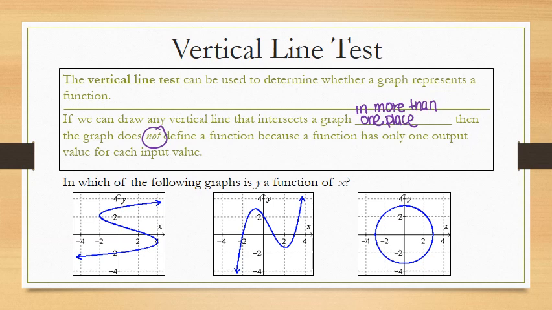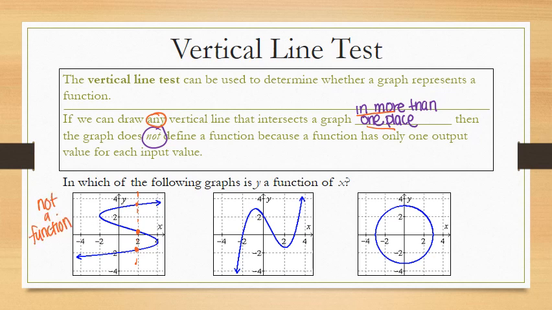Let's see what I mean by this. For example, in which of the following graphs is y a function of x? So looking at that first graph, if I draw a vertical line right here, and again this said drawing any vertical line, you can see this line intersects the graph in 3 different places. So since it intersected at more than one place, we are able to say that this is not a function. But the question is why?